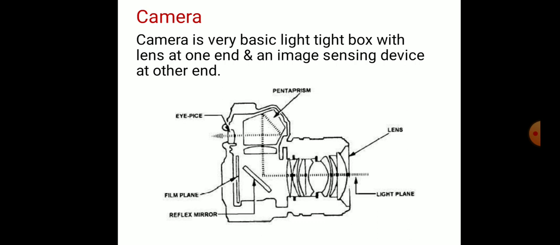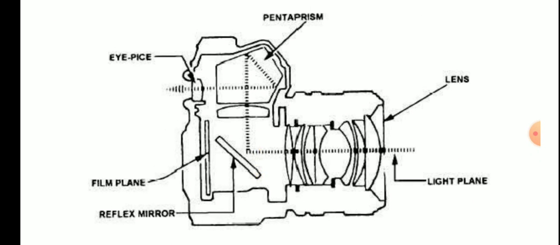In SLR cameras, you will find a reflex mirror at a 45-degree angle. So what exactly happens when the lens forms an image? It appears on a mirror, and the mirror reflects it into a pentaprism. Above over here, the pentaprism is also mentioned. The pentaprism forms the image, and through the eyepiece we can observe what kind of image we want to capture. Then after the pentaprism, the lens is mentioned.